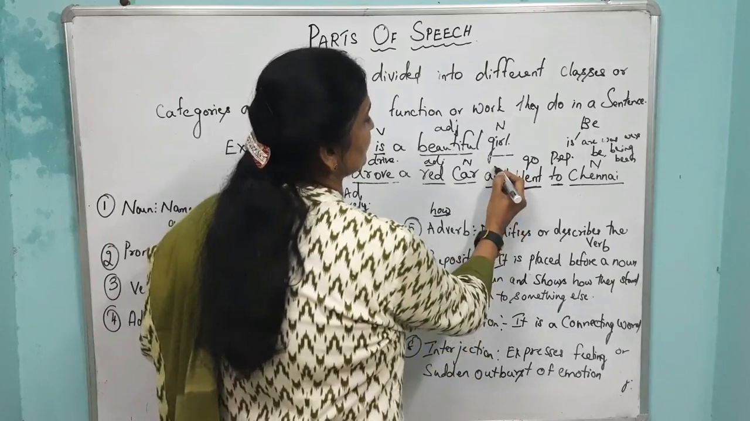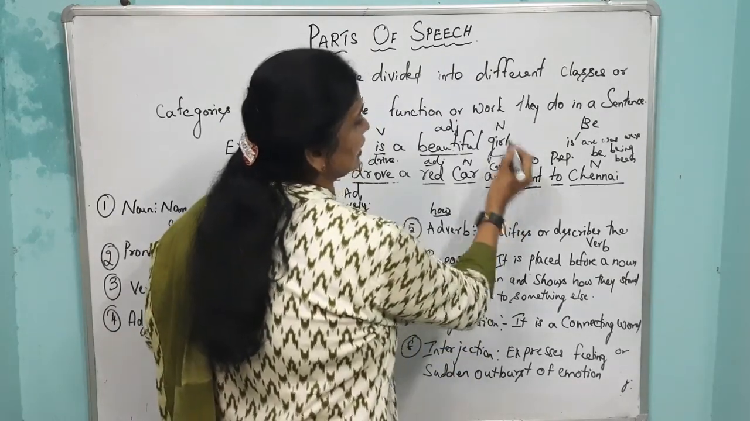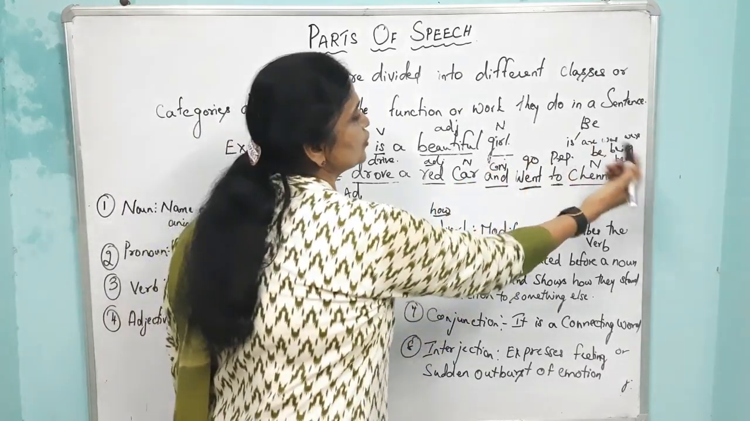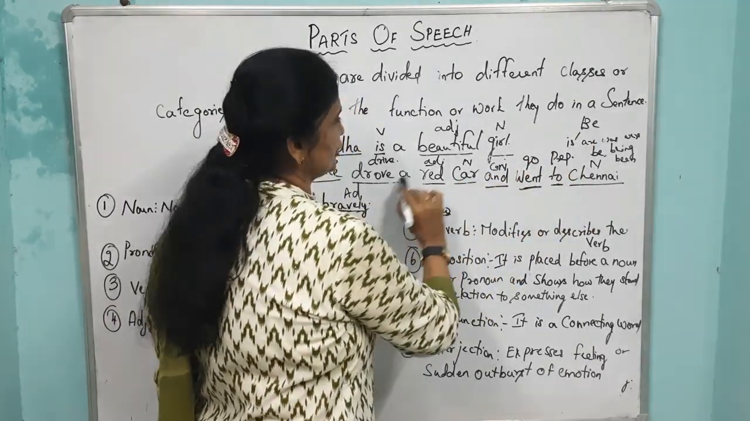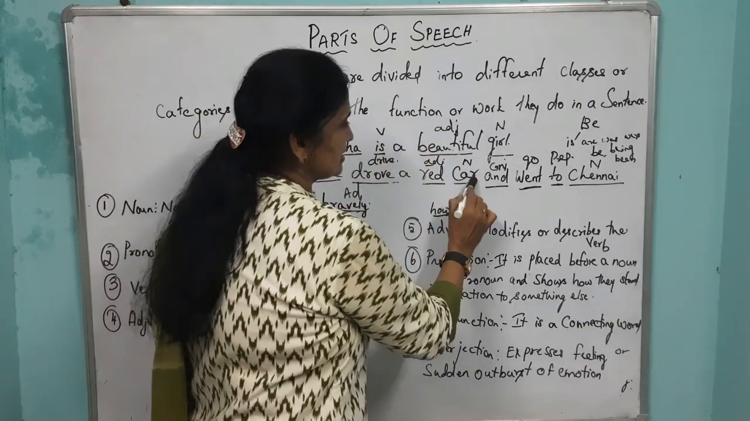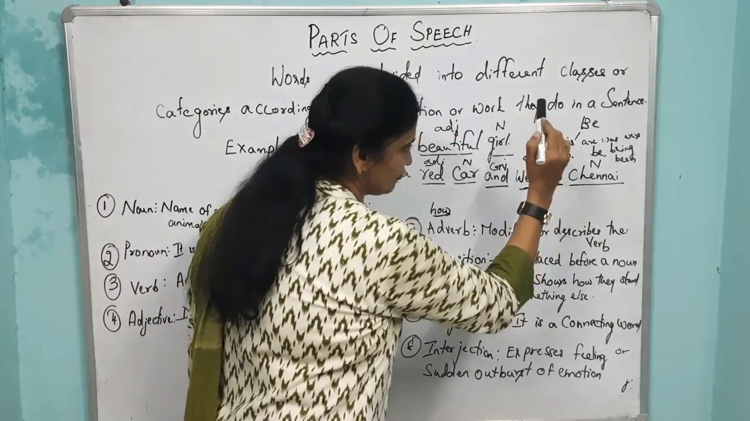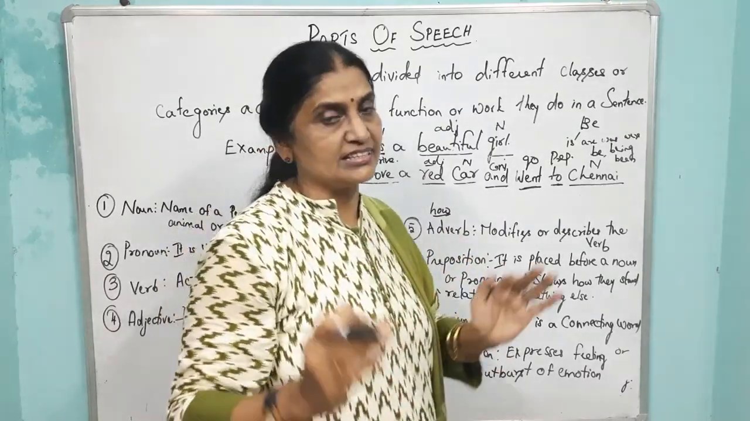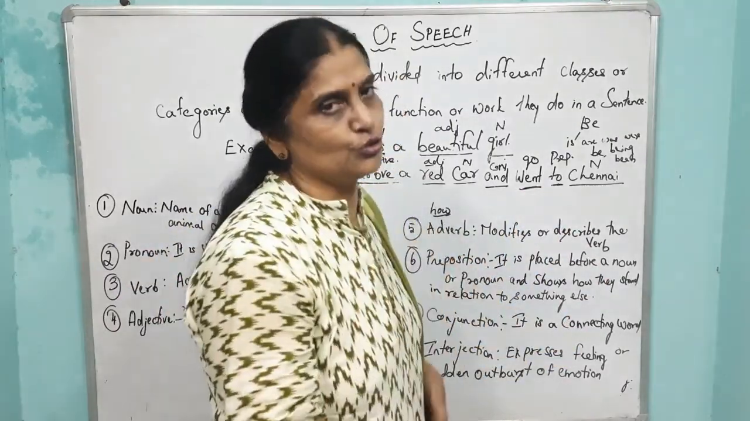This is the conjunction. So, she drove a red car and went to Chennai. And is connecting these two sentences: she drove a red car, she went to Chennai. Instead of she, you are saying and. So it becomes one sentence instead of two sentences. It is joining or connecting two sentences.